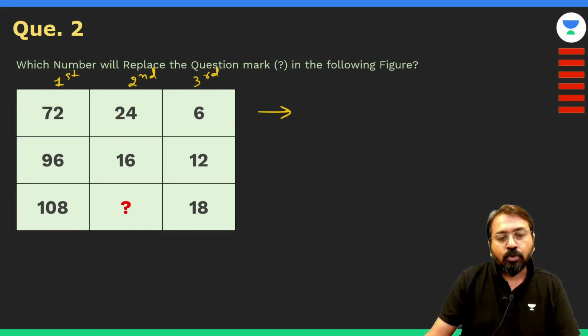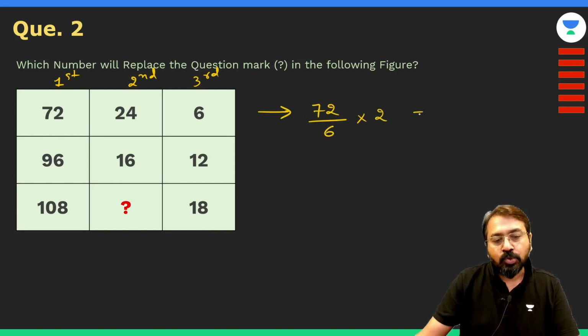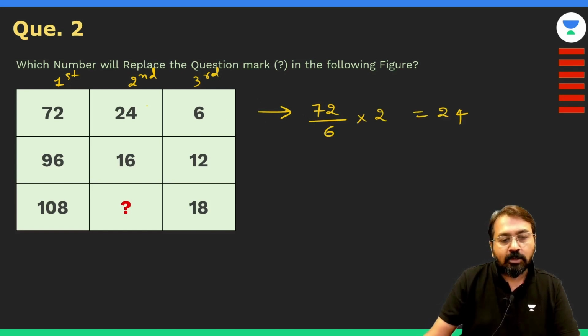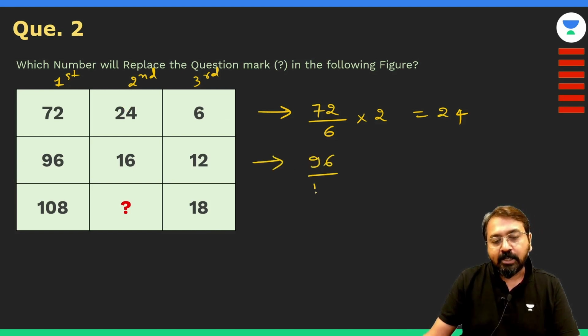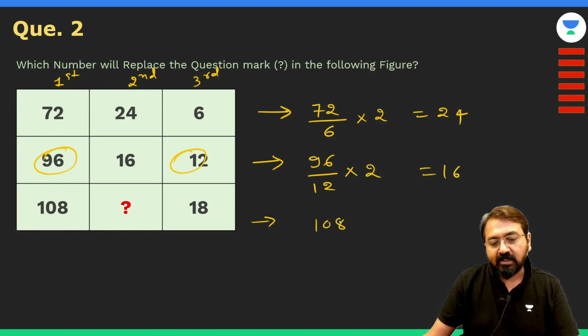So in the first row, what you do is you divide the first column number by the third column number and you multiply it by 2, so you will get 24. That is the second column number. Similarly, in the second row, 96 divided by 12 is 8, into 2, it's 16. So in the third row also we can do it the same way. 108 divided by 18 is 6, into 2, it's going to be 12. So the answer is 12.